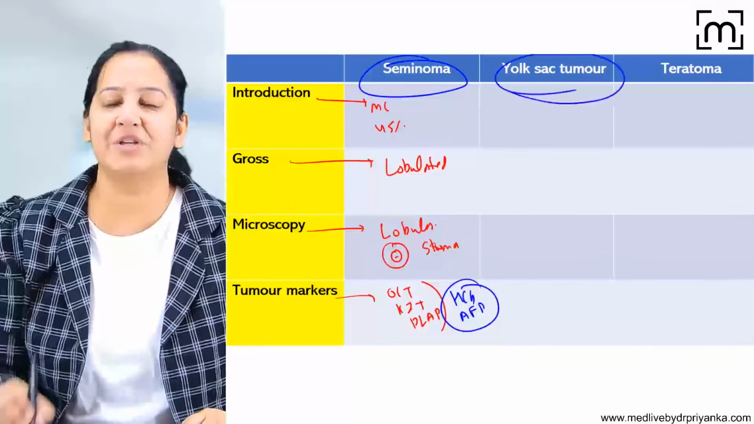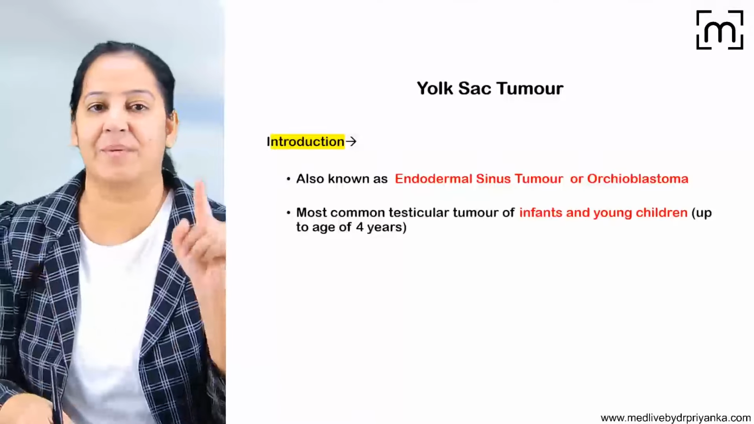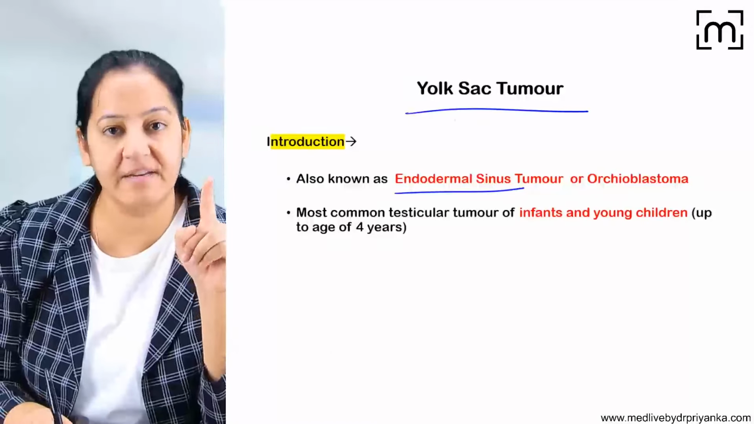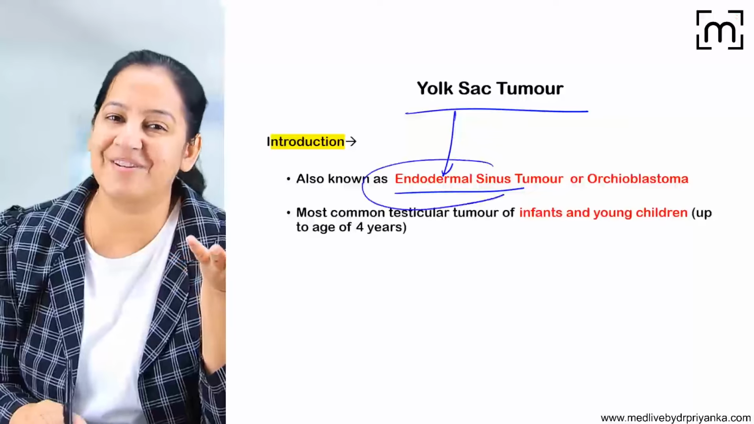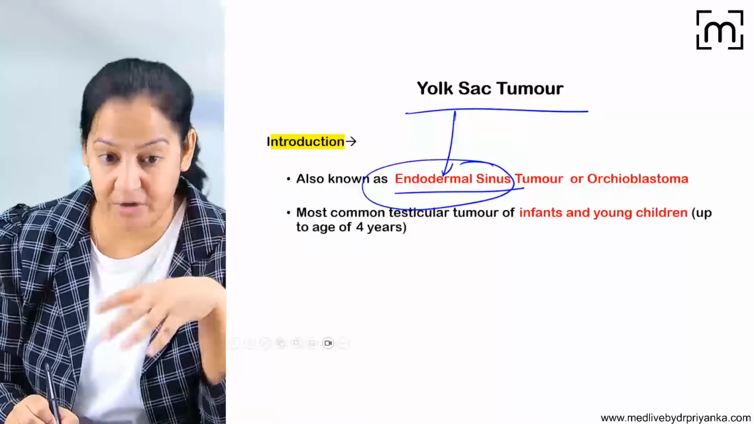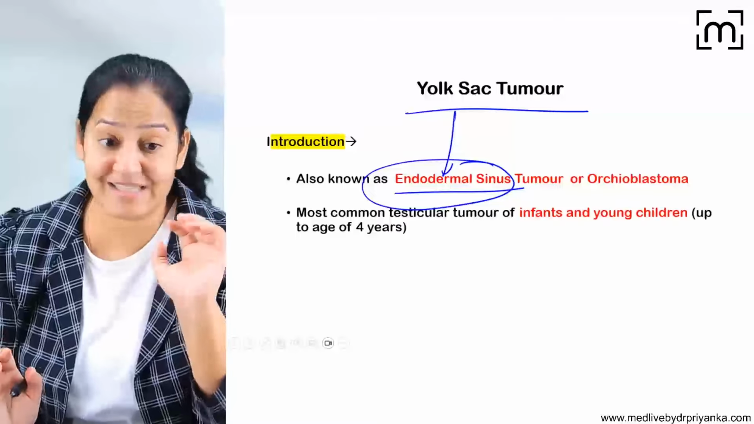Coming on to the next one, Yolk Sac tumor. Let's start the Yolk Sac tumor. Yolk Sac tumor is also known as endodermal sinus tumor. Learn its other name. Sometimes in your exam you get a question on this name, so you don't recognize that it is the other name given to Yolk Sac tumor. So even on knowing the answer you can miss it. So don't make such a silly mistake.